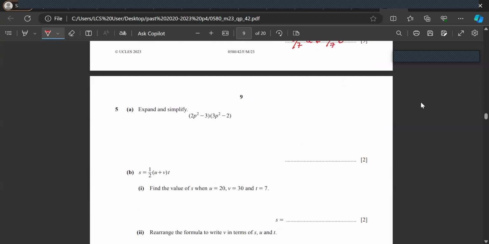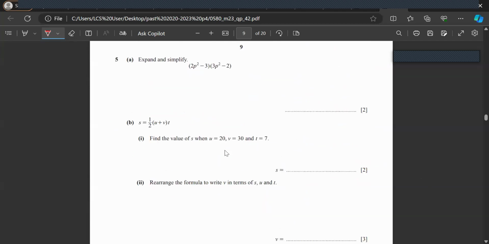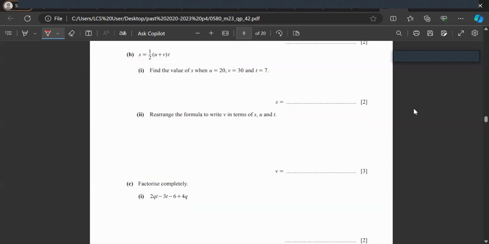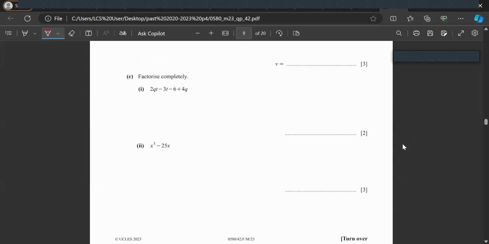Expand and simplify, this is easy. Substitute, also easy. Rearrange the formula, easy. Factorize completely. I'm going to factorize this using what? Using the grouping. I will say it because some of you still confused. I will take the first two together and check what is the common factor between them. 2qt minus 3t. I will take t as common factor. Okay?